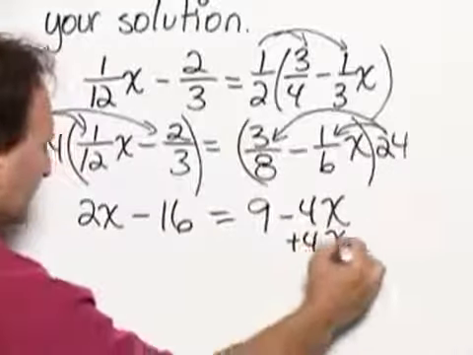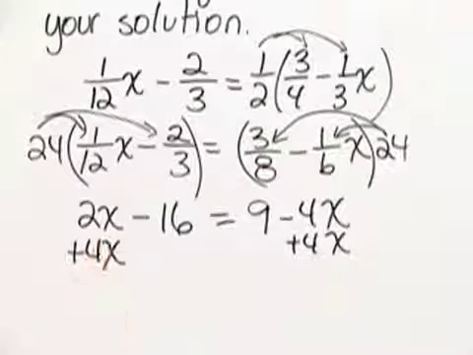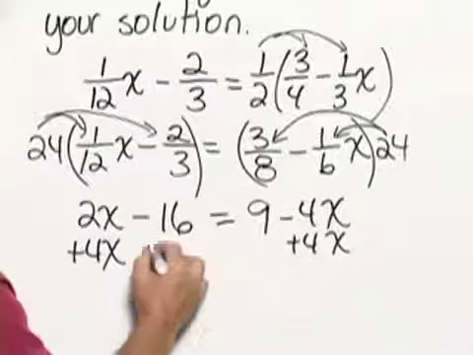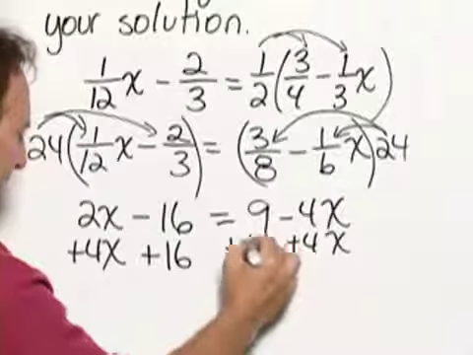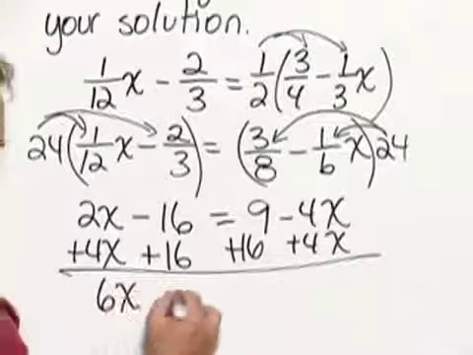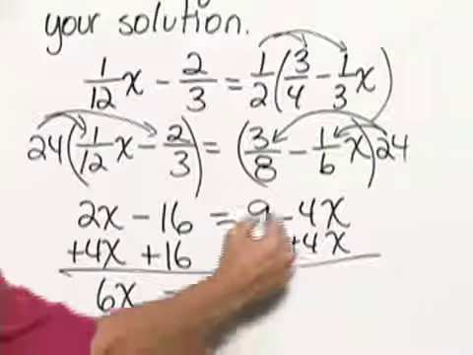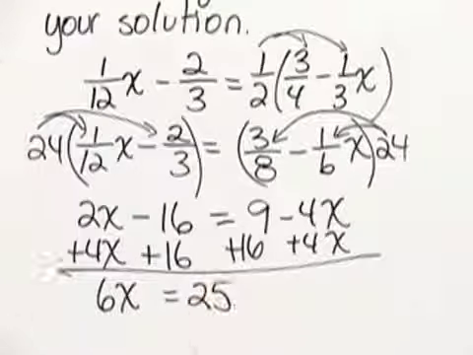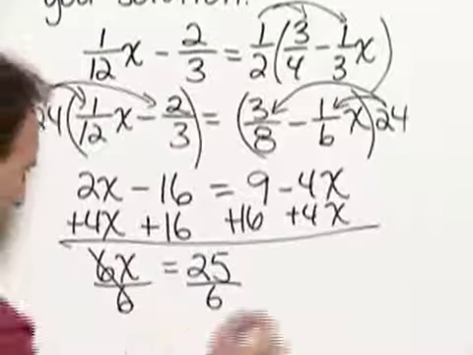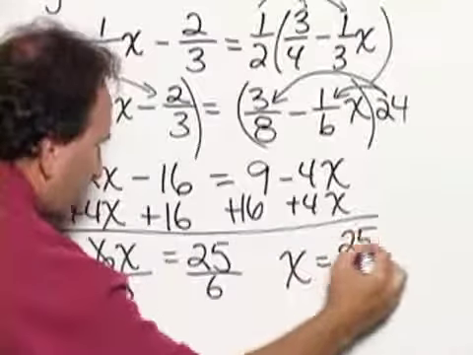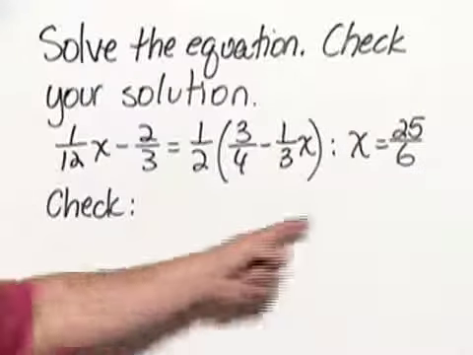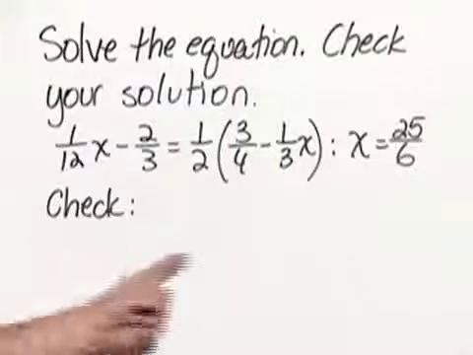Let's collect the x's on the left side, so we'll add 4x to both sides. Since we're collecting the x's here, we'll collect the constants over here, and that means adding 16 to both sides. So we get 6x equals, these sum to 0, 9 plus 16 is 25. Dividing both sides by 6, we get the answer x equals 25/6.